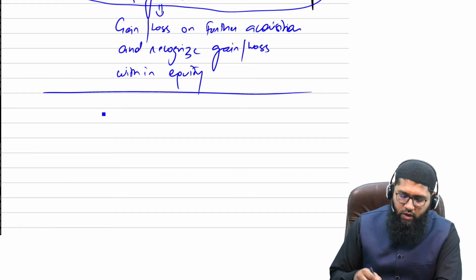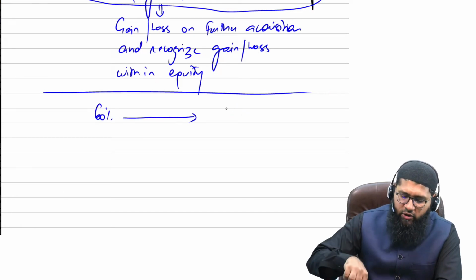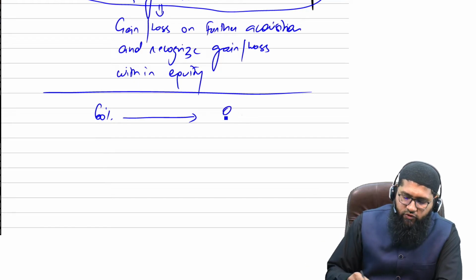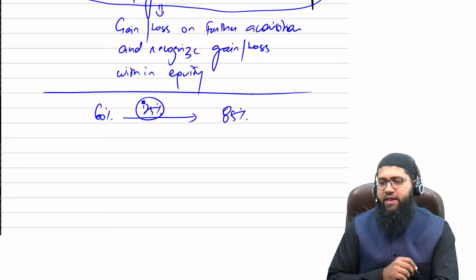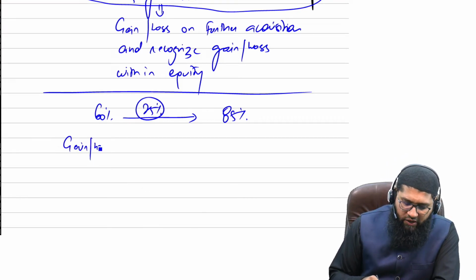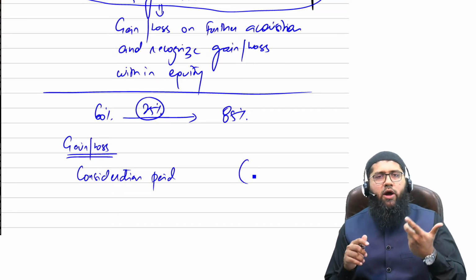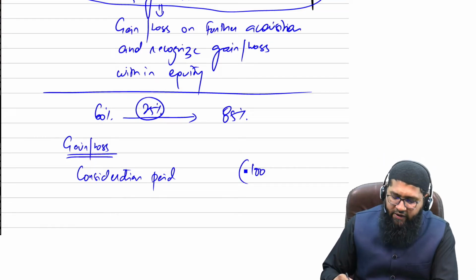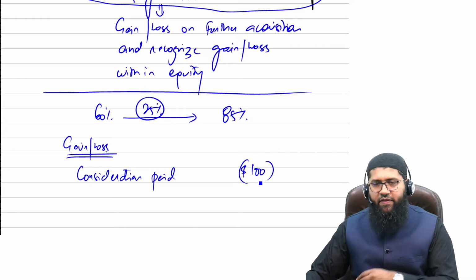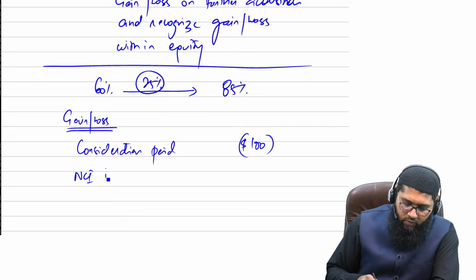Let's see. For example, you had a 60% shareholding, and you have increased your shareholding to, let's say, 85%, so that means your shareholding has increased by 25%. Now, the gain or loss is going to be calculated like this. You would say the consideration paid. Let's say in order to acquire this 25%, you paid $100 million of consideration. So that was an outflow from your pocket.